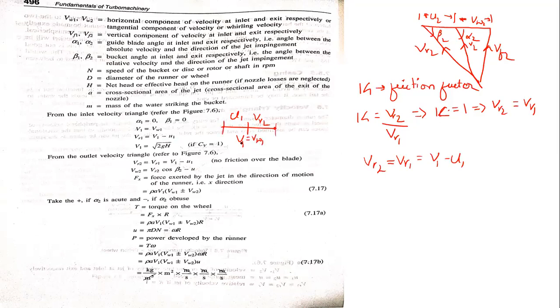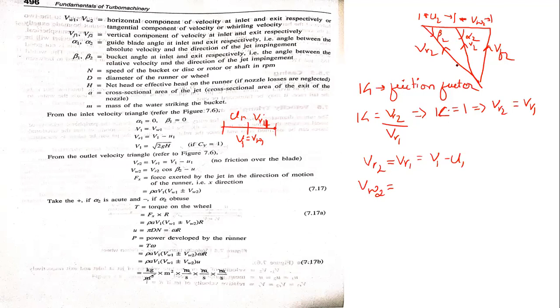So we can write here, what is VR1 here? VR1 equal to V1 minus U. So that I have shown you, V1 minus U1. Okay. So what is VW2 then? What is VW2 here? This is the VW2 here. How can I write VW2 here?